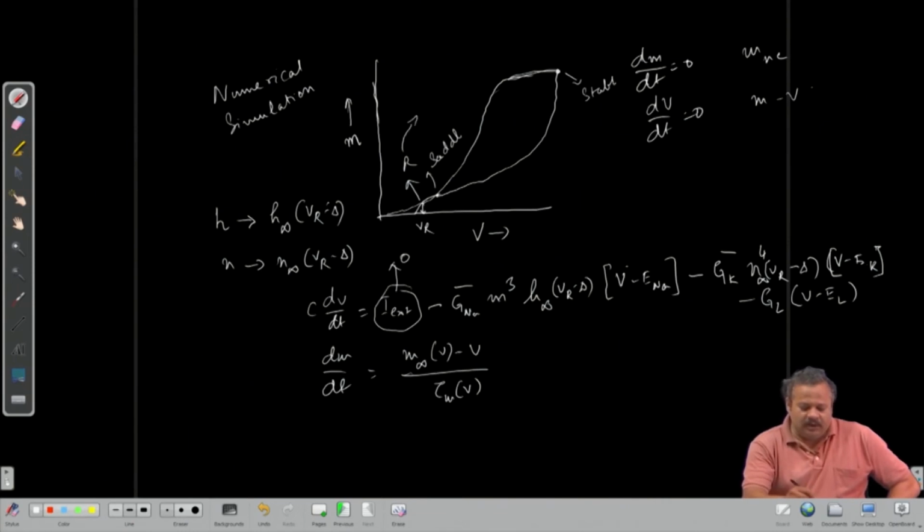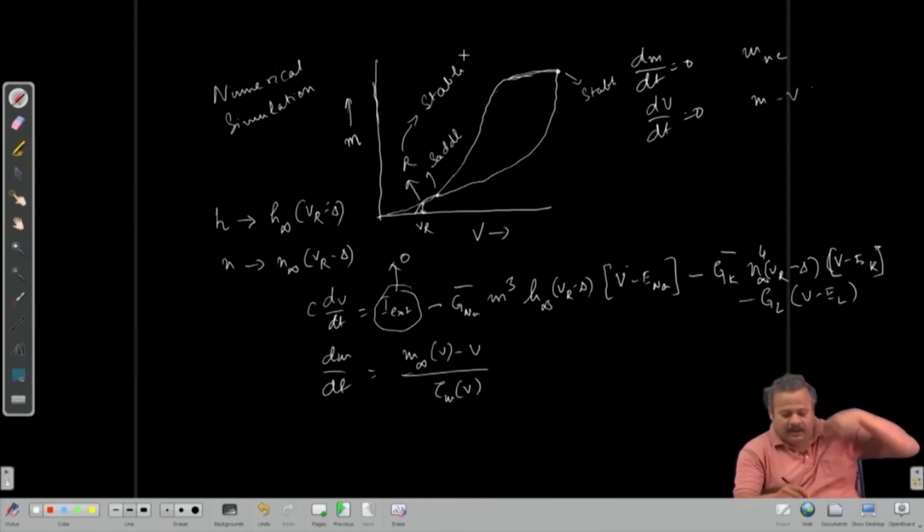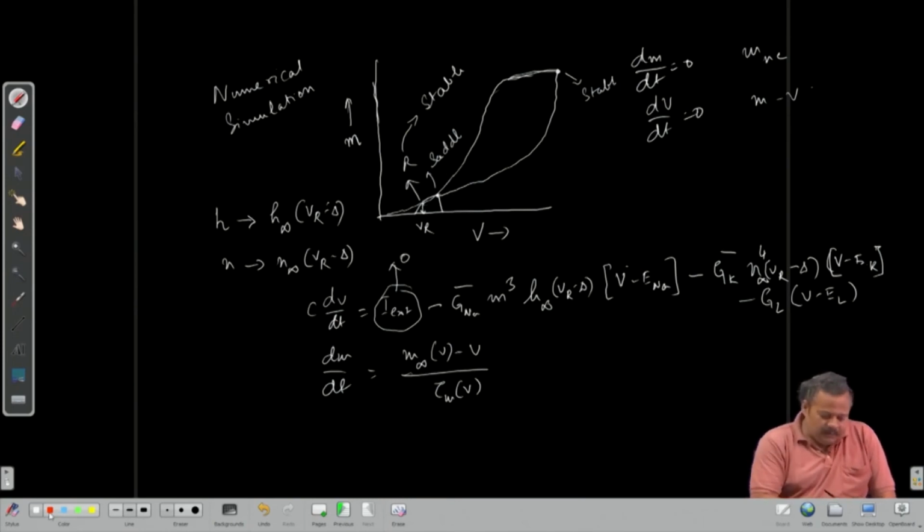So this resting membrane potential point is also a stable node, and we have a stable manifold coming into this particular saddle node, which is what provides us the threshold phenomenon. That is, if we start with a voltage somewhere along this line, then beyond this point we get threshold.